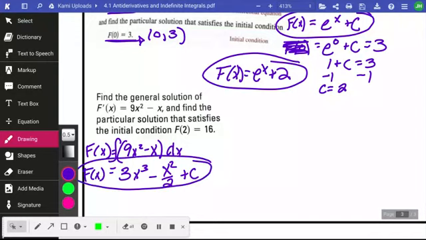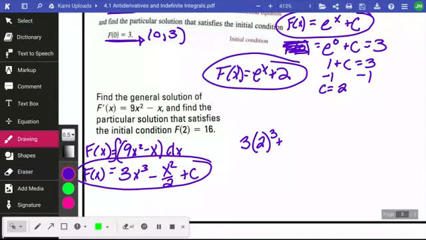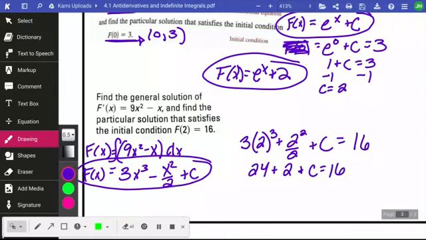Particular solution, we need to actually go plug in our number. So I will do 3x cubed. And what am I plugging in? 2. So I have 3 times 2 cubed and 2 squared over 2 plus c equal to 16. And I'll solve for c. So 2 cubed is 8, and 8 times 3 is 24, plus 4, 2, plus c equals 16.